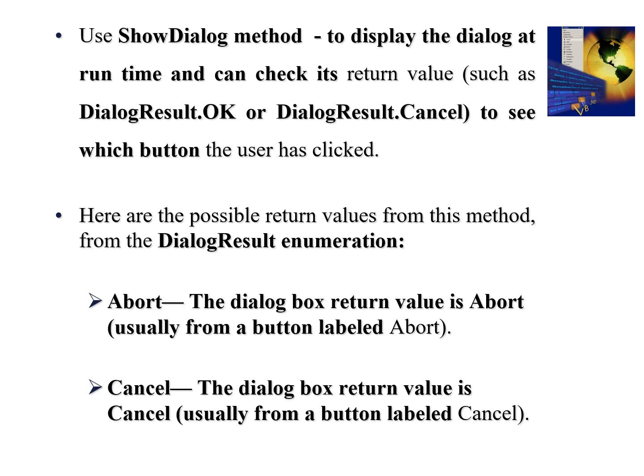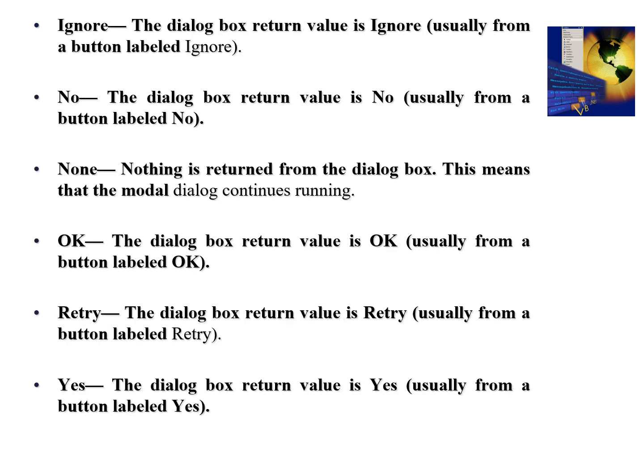You can use the ShowDialog method to display the dialog at runtime, and you can check its return value, such as DialogResult.OK or Cancel, to see which button the user has clicked. Here are the possible return values from the DialogResult enumeration. Abort, the dialog box returns the value Abort. Cancel, the dialog box returns Cancel. No, the dialog box returns No. None, nothing is returned from the dialog box. OK, the dialog box returns OK. Retry, the dialog box returns Retry. And Yes, the dialog box returns Yes.